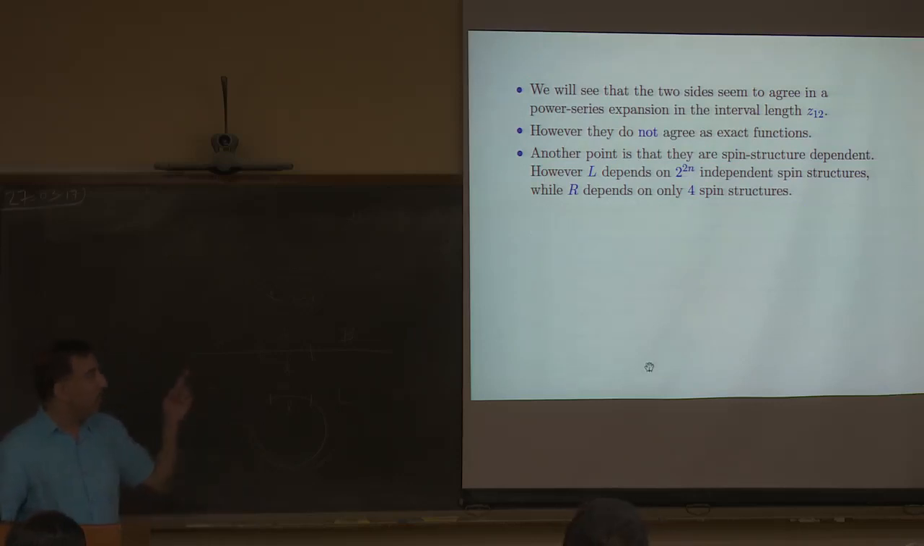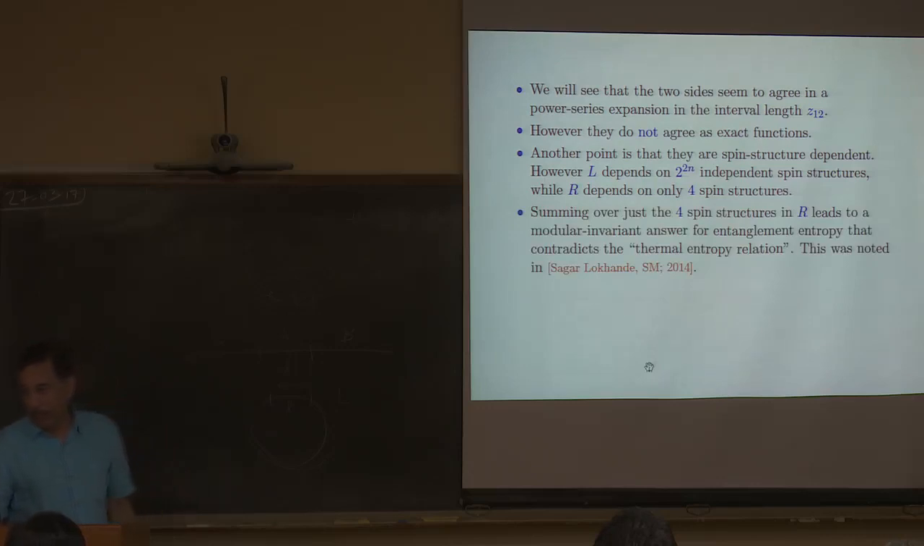And this brings up a problem which already was highlighted 2 years ago, and I might have spoken about it here. So in 2014, Sagar Lokhande and I wrote a paper where we pointed out that if you just sum over these 4, so we just took Takayanagi's calculation and tried to sum it over spin structures to see if it makes sense potentially to describe, say, the Ising model Renyi entropy. And we found a modular invariant answer, but it doesn't satisfy the so-called thermal entropy relation, which I'll summarize in a moment. And so that's been a puzzle.